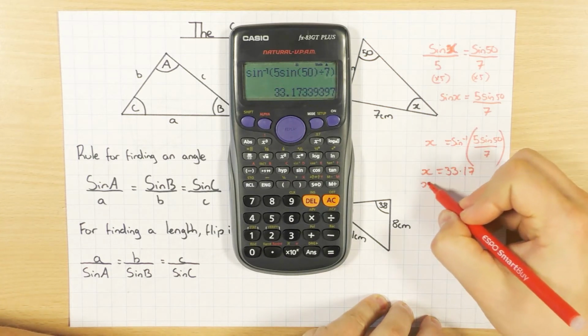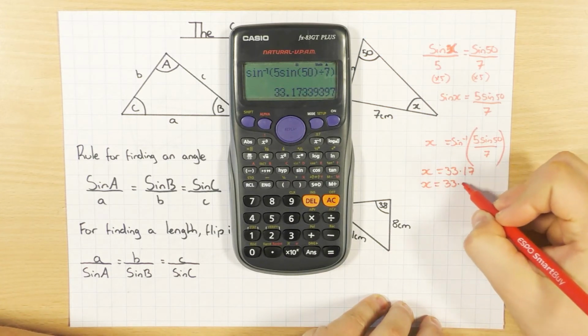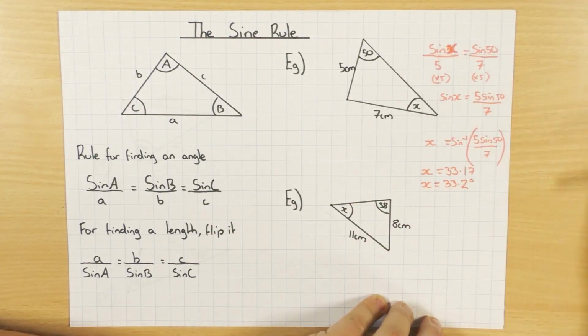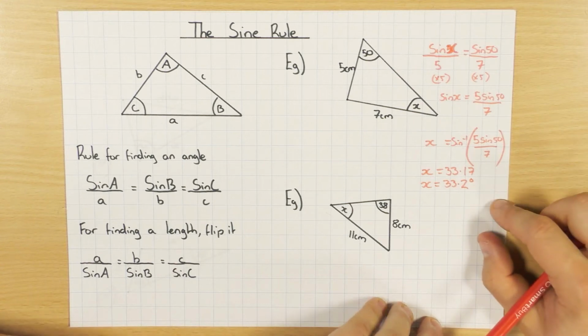So to one decimal place, let's call it 33.2. And because it's an angle, I need to say degrees. Okay, let's do another example just to make sure that everyone's happy.